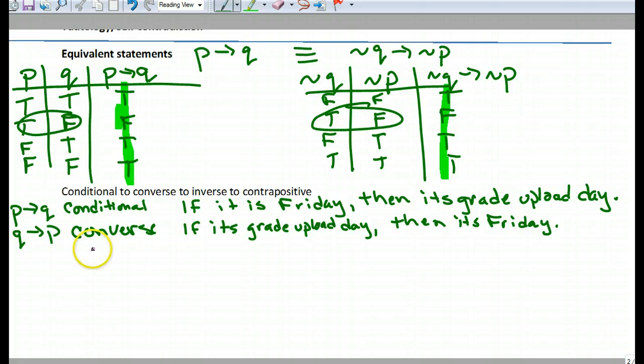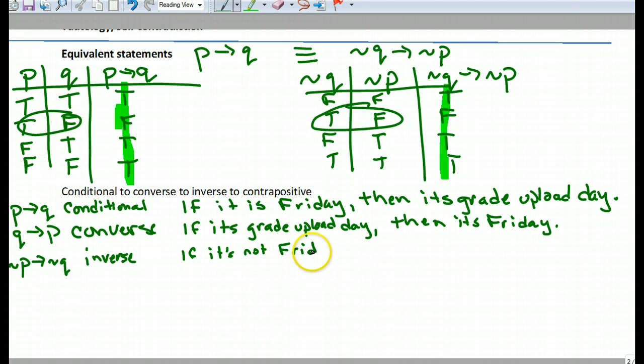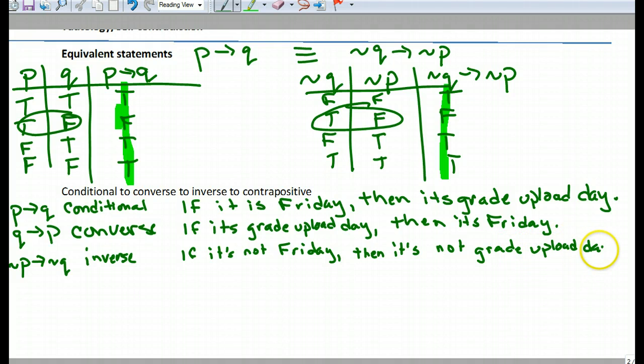Okay, so now I want to do the inverse. So the inverse is going to be not P, then not Q. Okay, so we're going to take the original sentence. We're going to say if it's not Friday, then it's not grade upload day. Okay? And then lastly, if I do the contrapositive, it's reversing and negating.